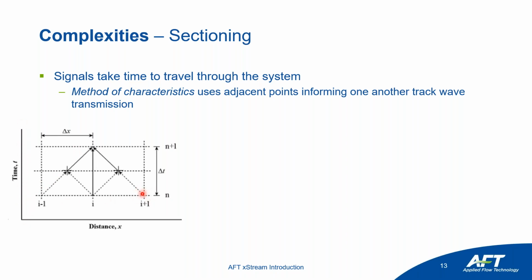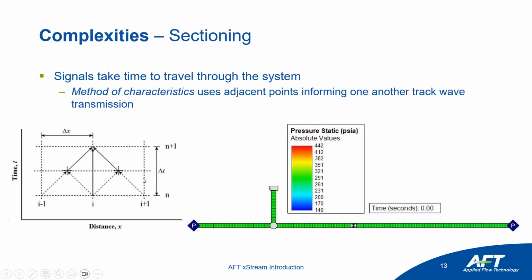So let's say we have a pressure wave that starts here. This point in our pipe won't see that pressure wave until some time passes, and we can evenly space this so that our calculation points always line up on this grid nice and neatly. What does this look like practically in the software? Here's an example from AFT Impulse where we're looking at a valve closure.